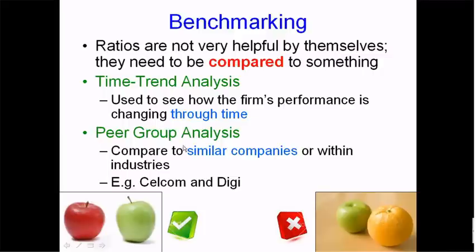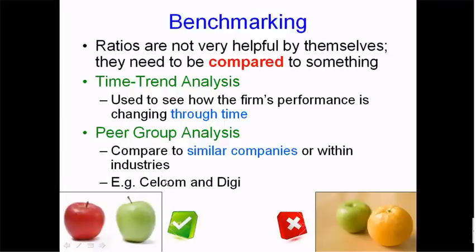Okay, and the next type of benchmarking is called peer group analysis. This is by comparing to similar companies or within industries. You can see from this picture here, when we are making comparison, the correct way is to compare apples with apples. We don't compare apples with oranges. Just like if we want to evaluate the performance of Celcom, we want to know how well Celcom is doing, we compare it with DG because they are in the same industry. We don't compare Celcom with KFC. They are in different industries.